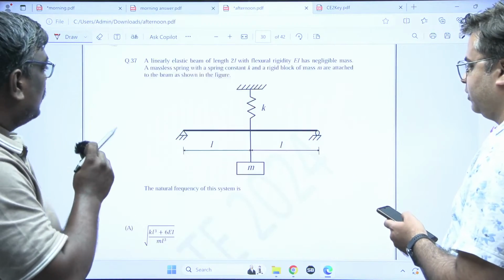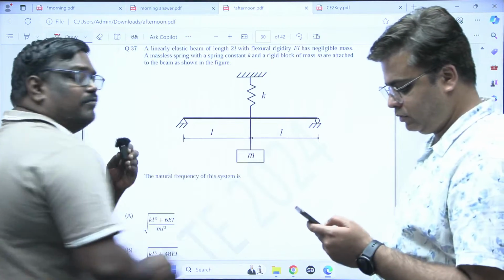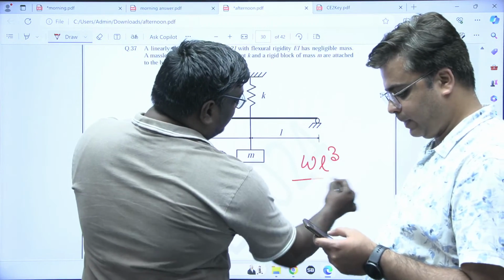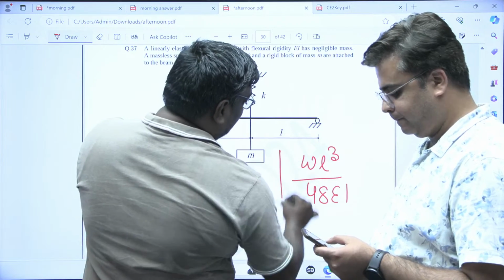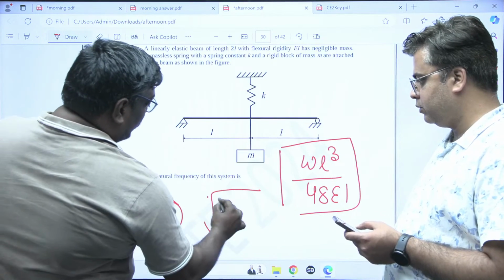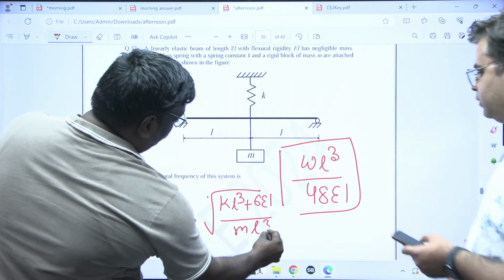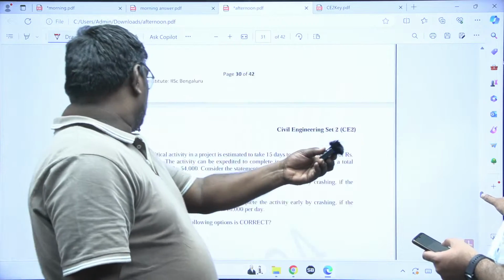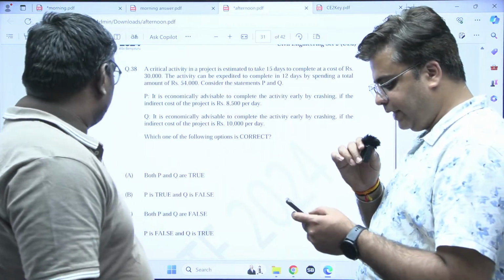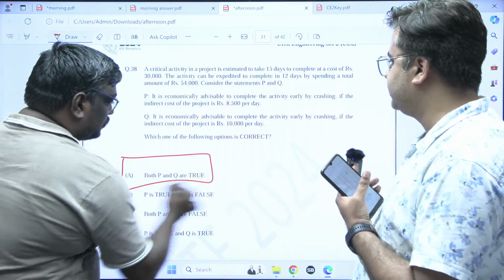Question number 37. See, students, here the load is balanced by the weight of the beam as well as the spring. For a simply supported beam with a point load, you should know the deflection. If you know this, it will help you. So the first option will be correct: sigma square root of KL plus 6E by ML cube. Next, you have question number 38. For question number 38, option A is the correct option. So both statements P and Q are correct.